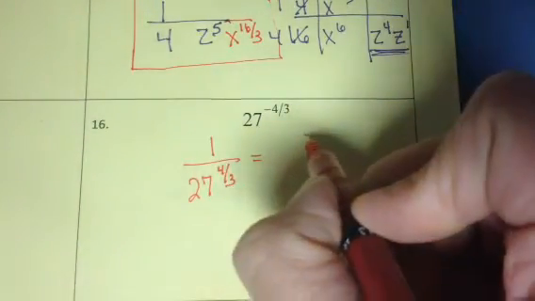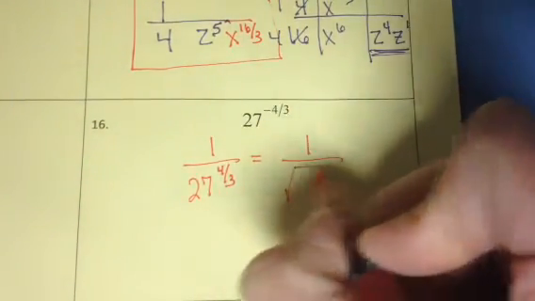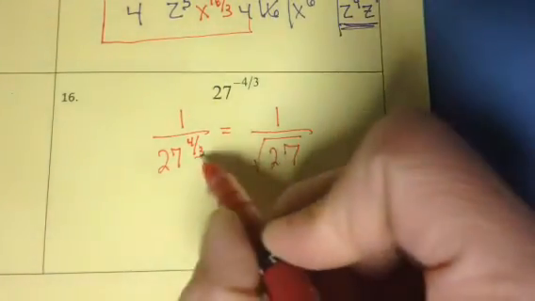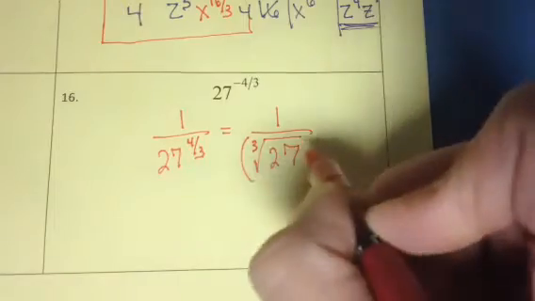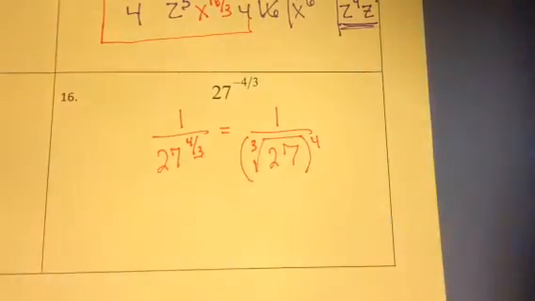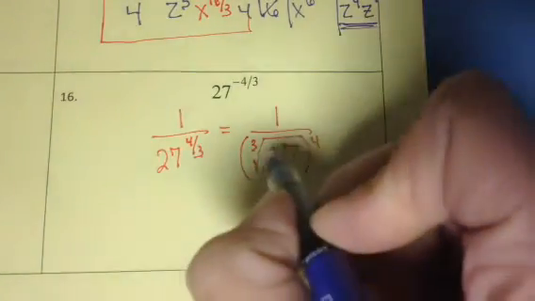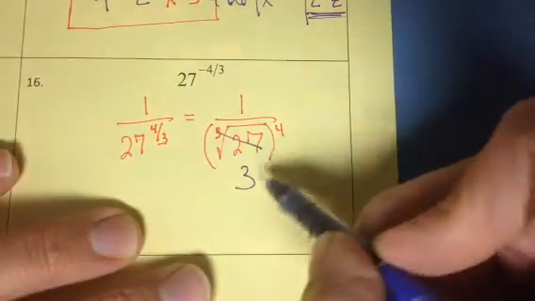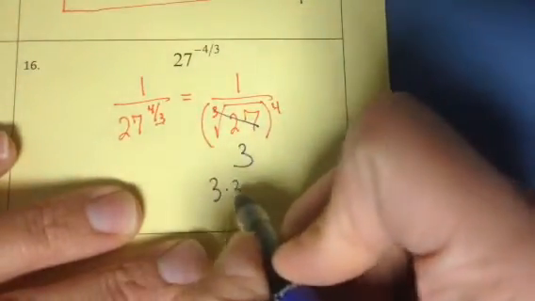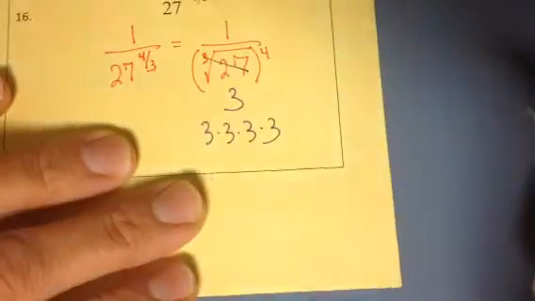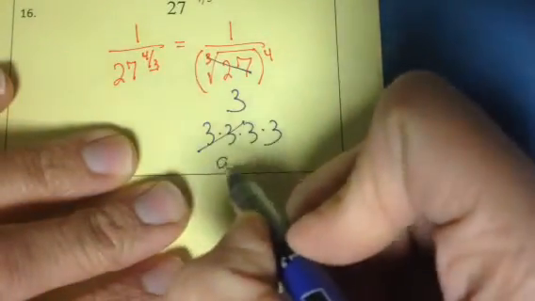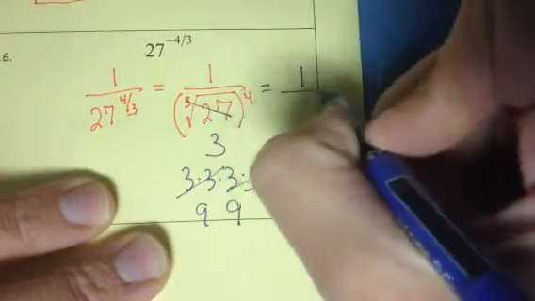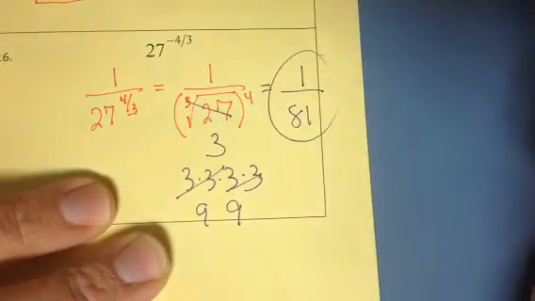But then what I'm going to do is rewrite this as a radical. So the 27 is going to go here, and the denominator goes like that, and the 4 becomes the numerator. And then you should know that the cubed root of 27, we've done this enough now, is 3. And then you can take 3 to the 4th power, so 3 times 3 times 3 times 3. And if you're like, I can't do that, yes you can. That's 9. That's 9. And when you get 9 and 9, you get 81. So when you're done, this is 1 over 81.